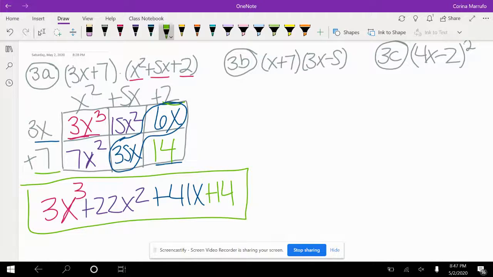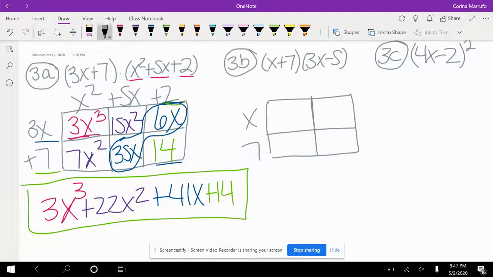Okay. All right. So let's go ahead and try 3b, because it has a negative, so it might be a little bit different than that problem. So I make a box again. Here we have x plus 7. And then on this side, we have 3x and a negative 5. So then we start multiplying them.